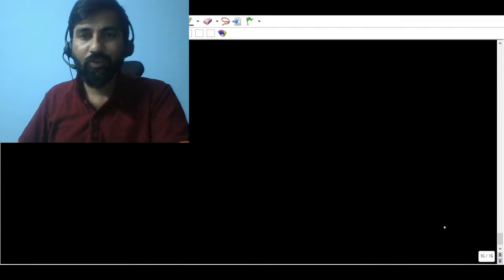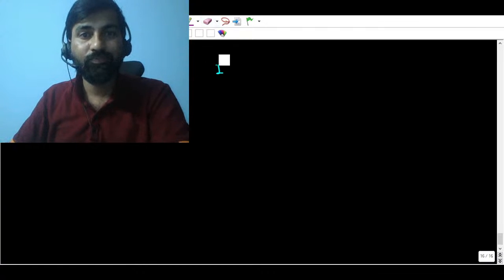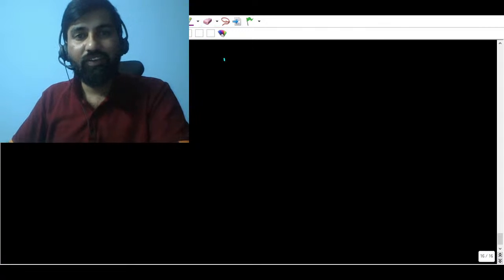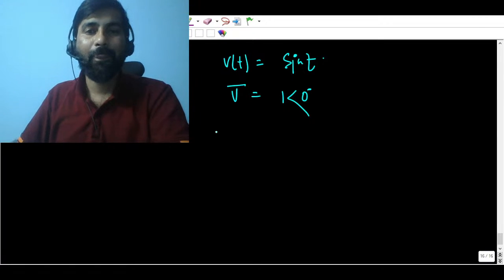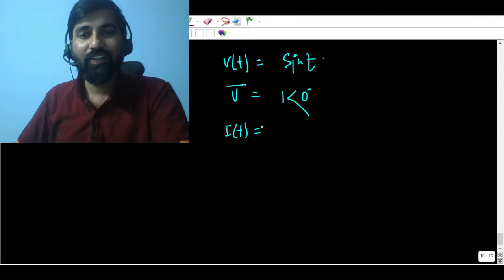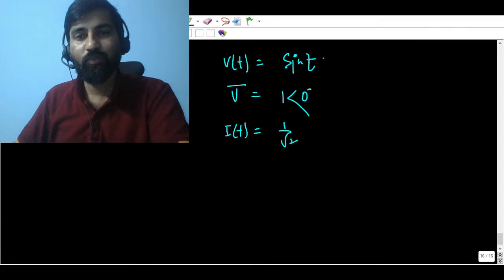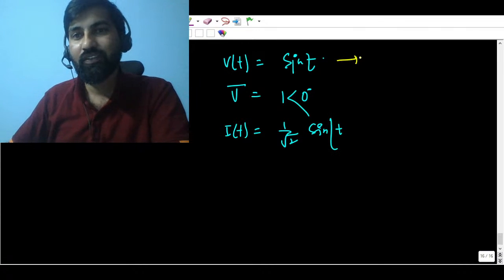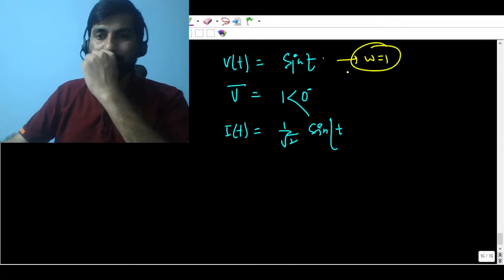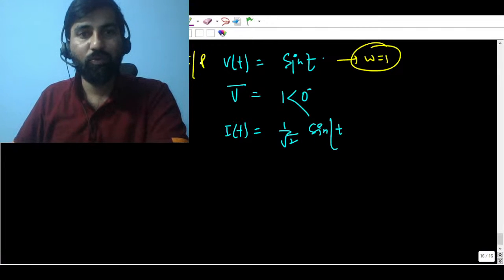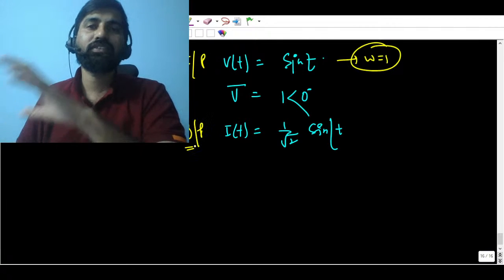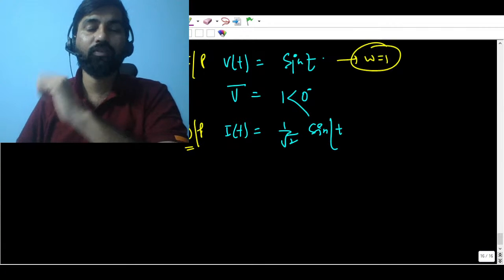Your input is what? Input is given as V of t is given as sin t. You can write it in the phasor form here. This can be written as 1 angle 0. Output is I of t, that is 1 by root 2 sin t. Here omega you can identify. Omega is what? The input frequency is 1, so it will be again 1. Output frequency will always be 1, right? Because the input is this guy, the voltage, and the output is this guy. This is the property of an LTI system. Always keep this in mind.